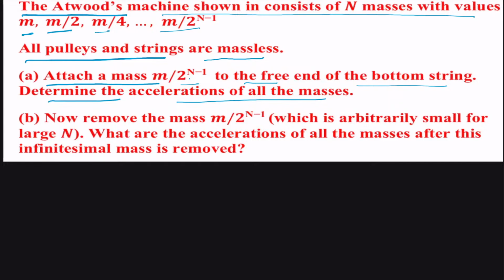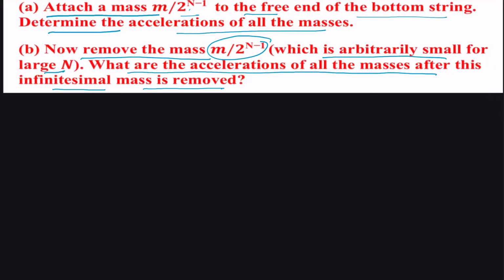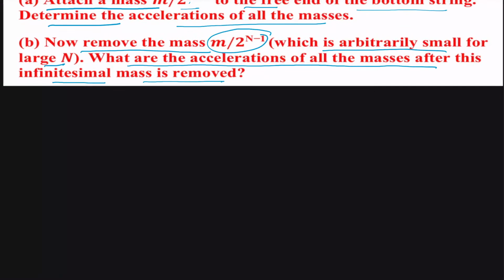Now remove the masses m 2 raised to power n minus 1, which is arbitrarily small, to the larger value of n. What is the acceleration of all the masses after this infinitesimal mass is removed? So we are given an infinite chain of the Atwood machine. Okay, so we can just draw the approximate figure.